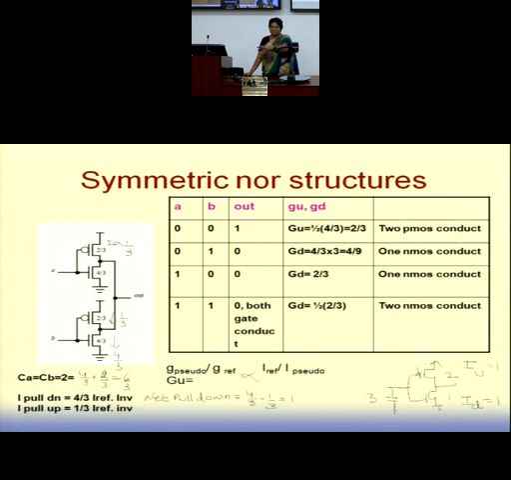Do it for the same process. Do it for the 1-1 combination. It is discharging with a current of 1. Yes or no? What happened? Symmetric logic.